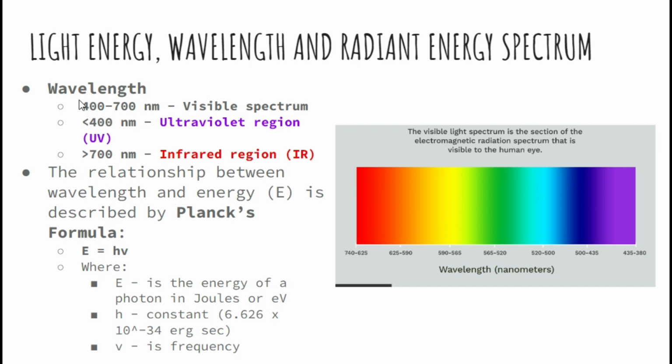So again, let's just recall the different wavelengths. Visible po, 400 to 700. UV less than 400. More than 700 is the infrared region. And then the relationship between the wavelength and the energy is described by the Planck's formula. E is equal to hV, wherein letter E is the energy of the photon in joules, h is the constant, and letter V is for the frequency. So again, the relationship between the wavelength and the energy is described by the Planck's formula shown here below.